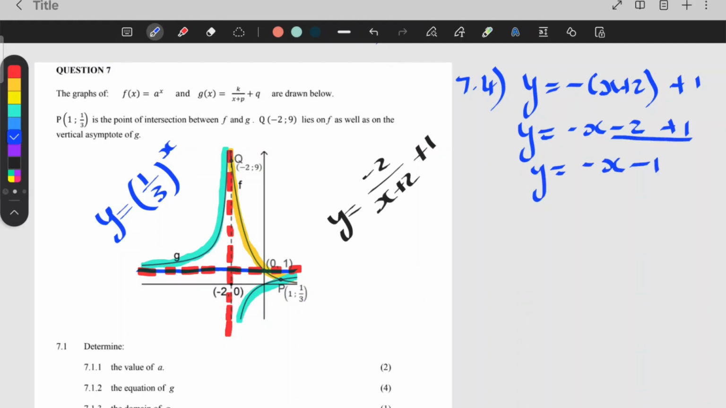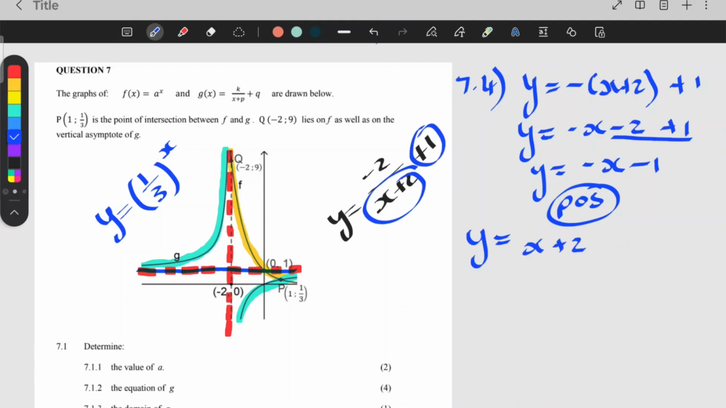And that's the answer. So if it was a positive gradient, you would just take it like this and that. So you would say positive. So now it's not in brackets because it's not a negative, plus 1. y equals x plus 3. And that's the axis of symmetry with a positive gradient. But that wasn't the question. The question was the axis of symmetry with a negative gradient.